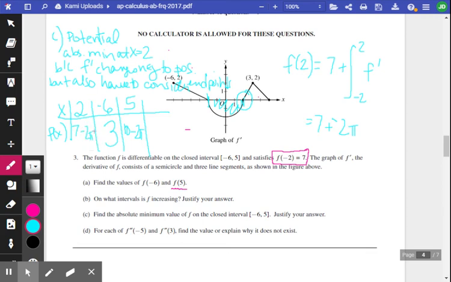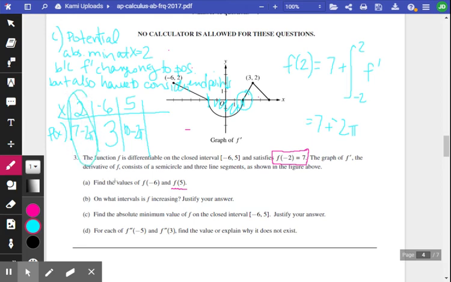Now, we don't get a calculator. Which is the absolute minimum value? So which is the smallest: 7 minus 2 pi, 3, or 10 minus 2 pi? Keep in mind, pi is around 3 point whatever. So this is like 7 minus 6, and this is like 10 minus 6. So the smallest number here is going to be the 7 minus 2 pi.